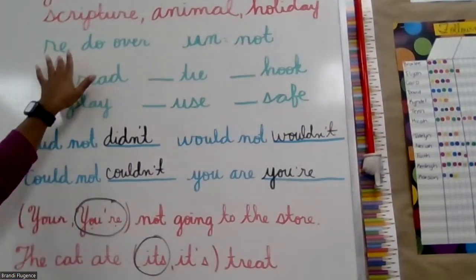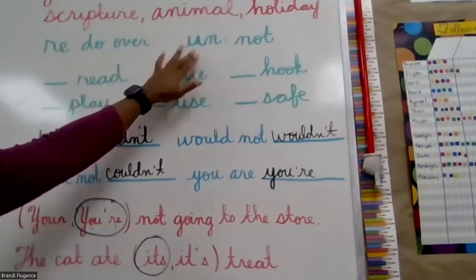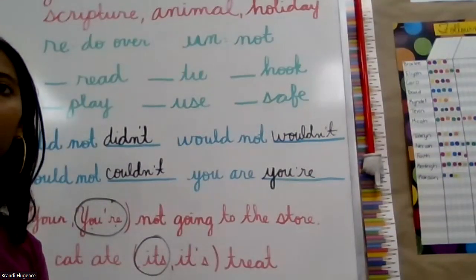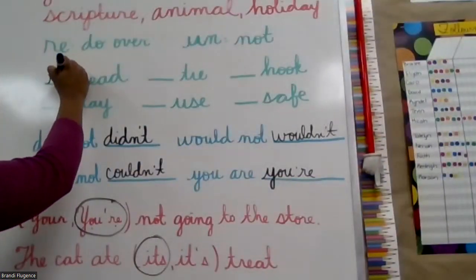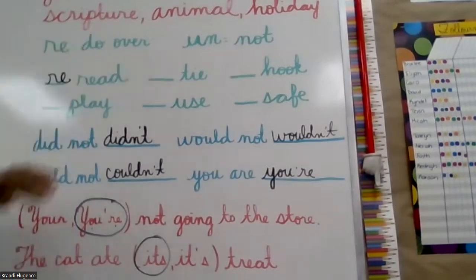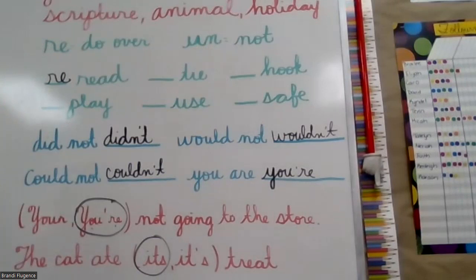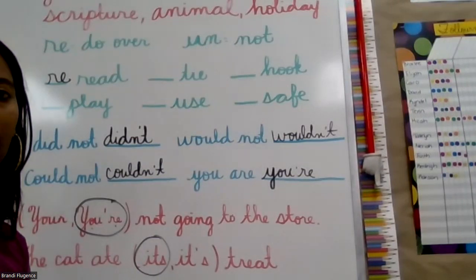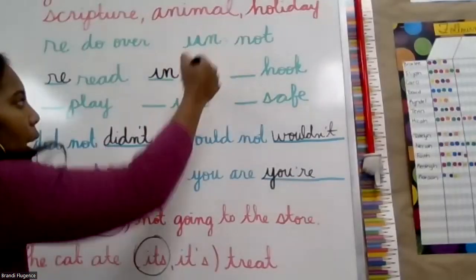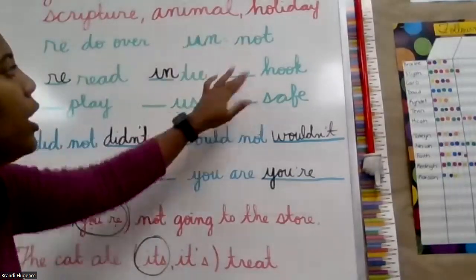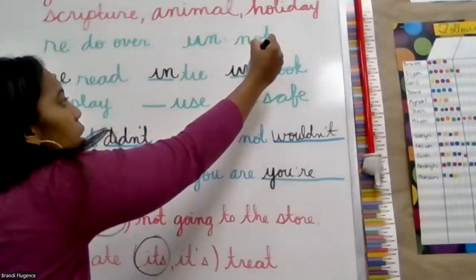So let's look at this one, and we're going to add either re or un. So is it going to be reread, meaning do it over, or unread, don't read? Which one would it be? Reread. Thank you. Unread is not a word. Reread means to read it over again. Let's look at this one. Is it retie or untie? Untie. We got to do it again. I mean, sorry, not do it again. Don't tie it. Next, we have rehook or unhook. Unhook. I don't want to hook it, so that means unhook.